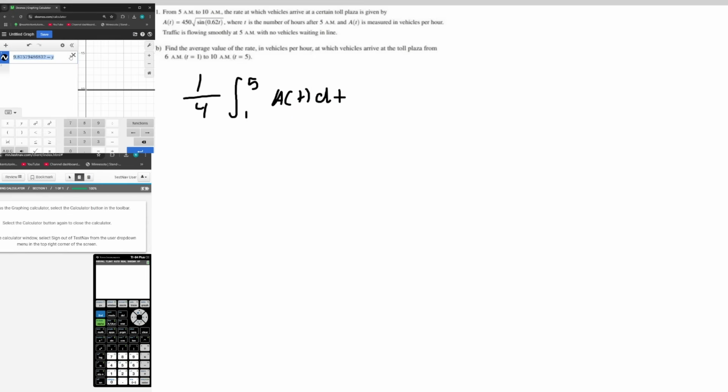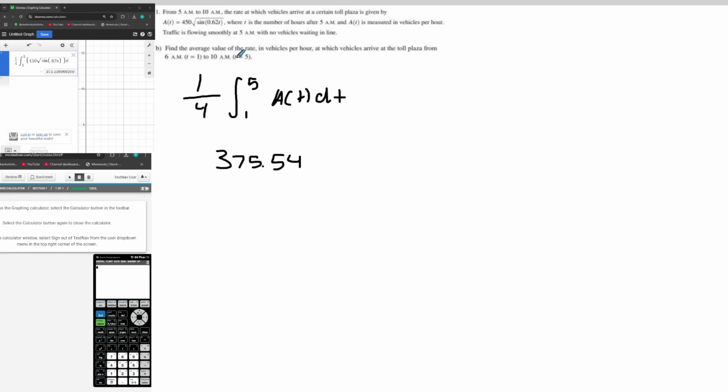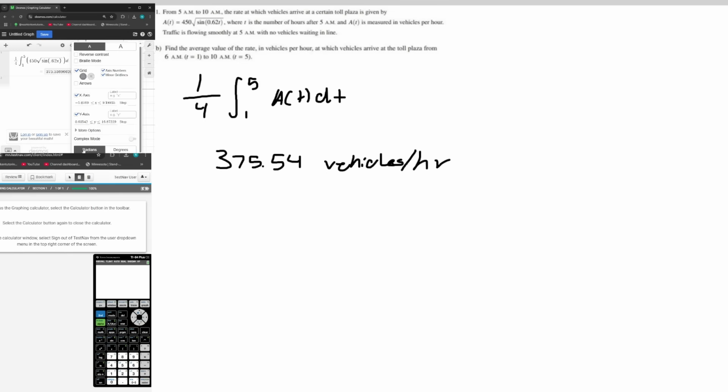And so then I'm going to take this into the calculator and I'm going to do 1/4 and then integral from 1 to 5 of, and make sure you put your parentheses, so 450 square root sine of 0.62, and also don't forget that you should put x, it doesn't know what t is, dx, okay? And we get this number, right? So this is the average value of the rate in vehicles per hour. Okay, so here we would say it's 375.54, and what is it? It's vehicles per hour, okay? And again, make sure that you are in radians, right? We do radians for this class, all right?